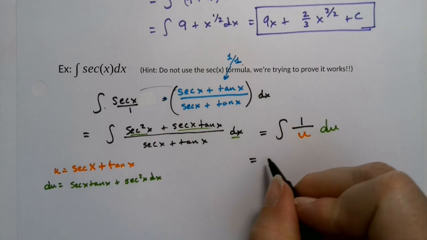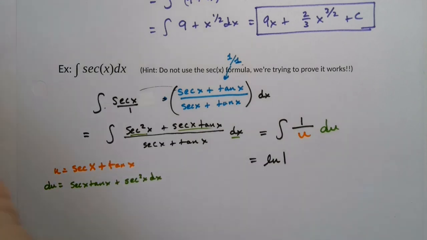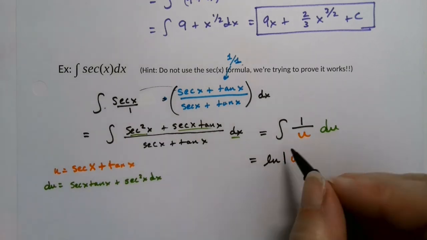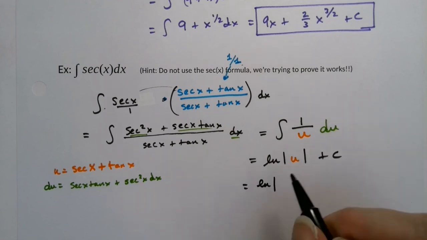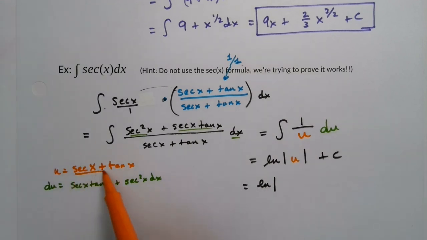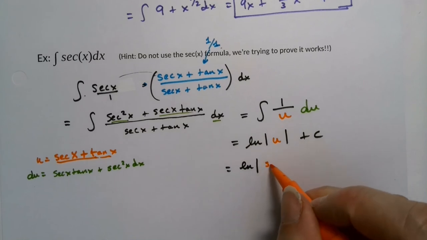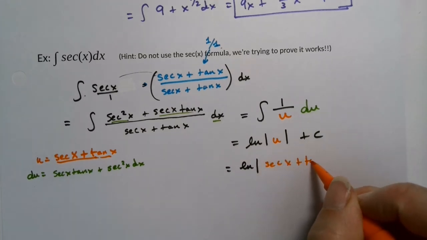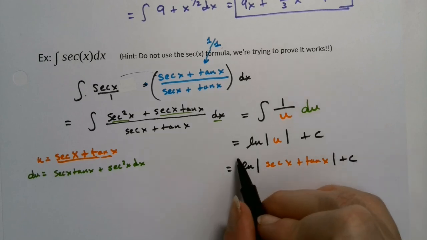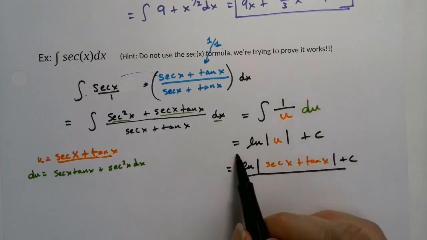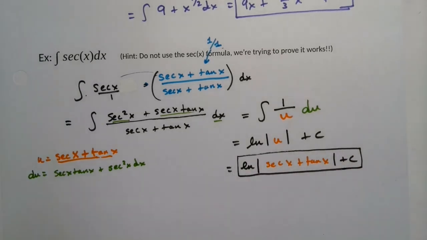which we happen to know is the natural log of the absolute value of u, plus c, which is the natural log of secant x plus tangent x, plus c. Amazing, isn't it?